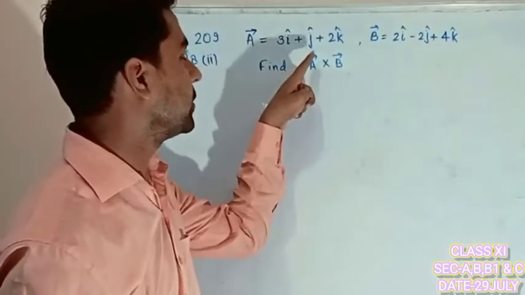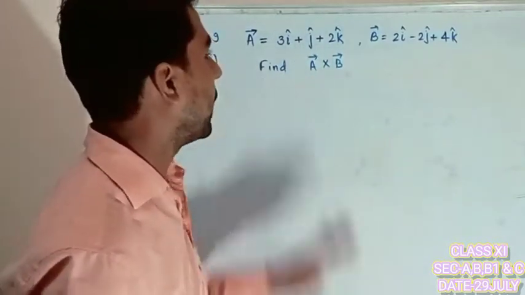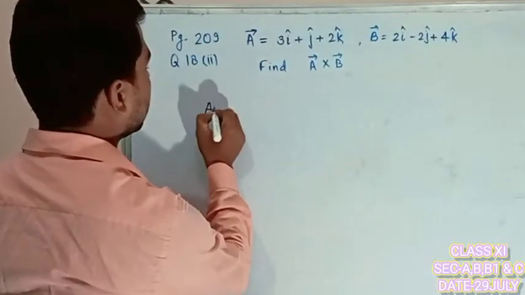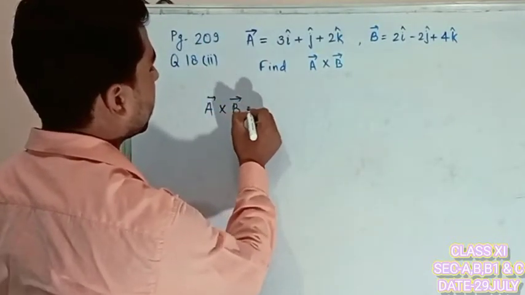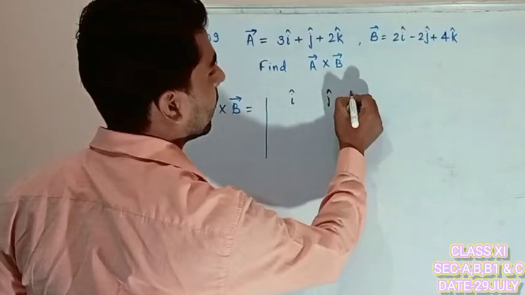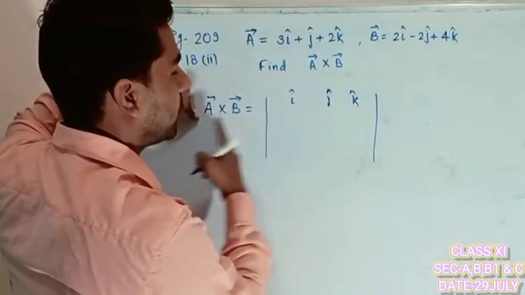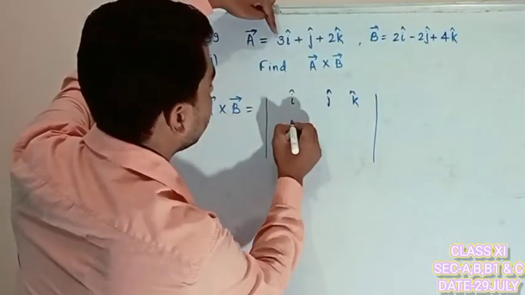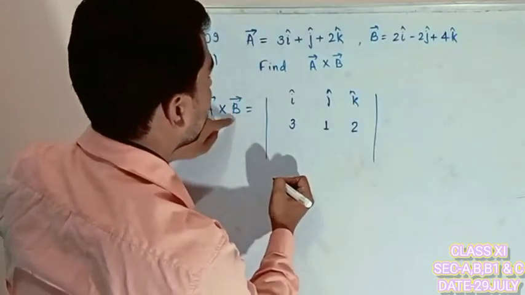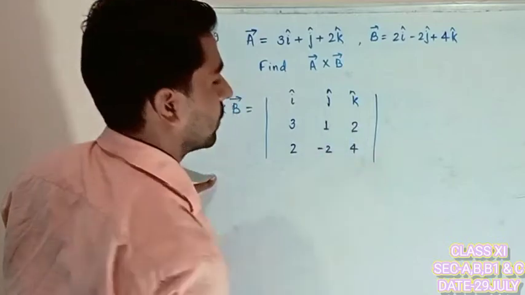Vector A is 3i plus j plus 2k cap. Vector B is 2i cap minus 2j cap plus 4k cap. We have to find vector A cross vector B. So you remember how to write it. Just write vector A cross vector B, then draw the determinant. Write i, j, k at the top line. Then write the values of A: 3, 1, 2. Now vector B: 2, then minus 2 and then 4.